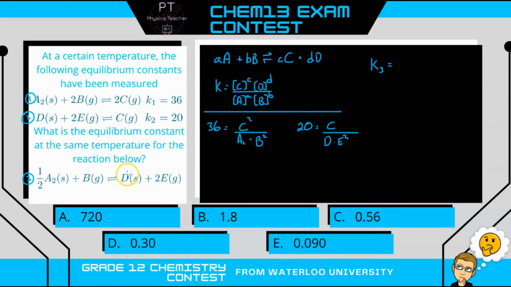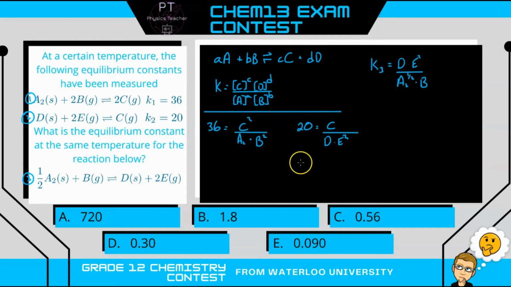And that's going to equal D times E squared, so DE squared, all divided by B times A2 to the power of 1/2. Or I'll write it as A2 to the 1/2 times B. Alright, so this DE squared looks similar. We have that right here.